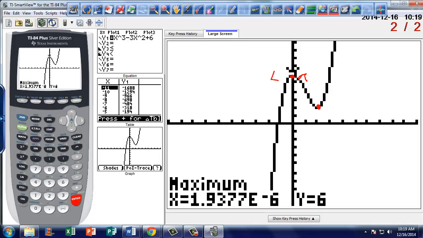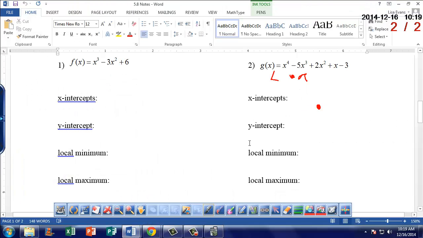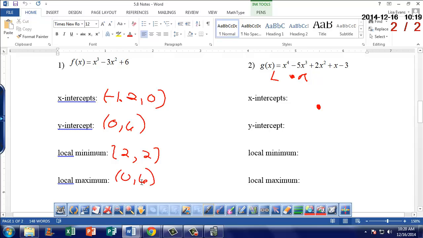0.000019 and so on. That's awfully close to 0. So you can go ahead and write 0, 6. So when I look at the answers, our x-intercept would be negative 1.20. Our y-intercept would be 0.6. Our local minimum would be 2.2. Our local max would be 0.6.